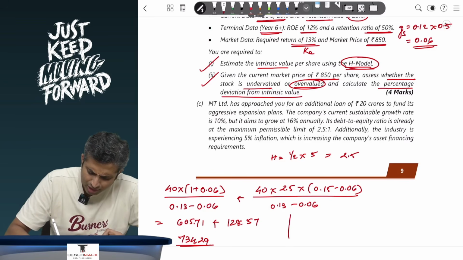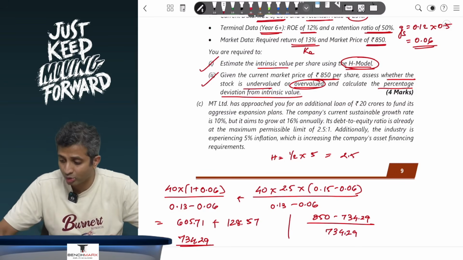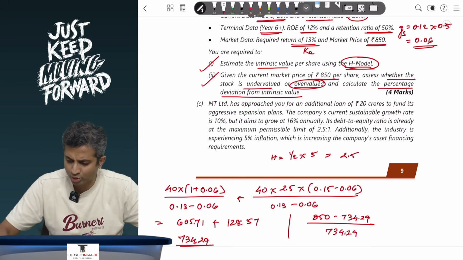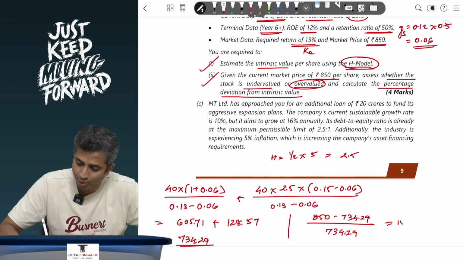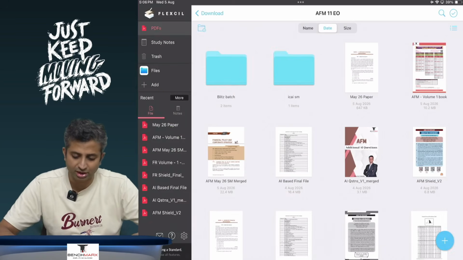They have given you two alternatives. You can either calculate 850 minus 734.29. They have taken deviation from the intrinsic value, so I'll preferably take it as a percentage of the intrinsic value only. Alternatively, you can also take it as a percentage of market price, is what the institute has given, both the alternative solutions over here. So this comes to around 15.76%, which is a deviation from the intrinsic value.